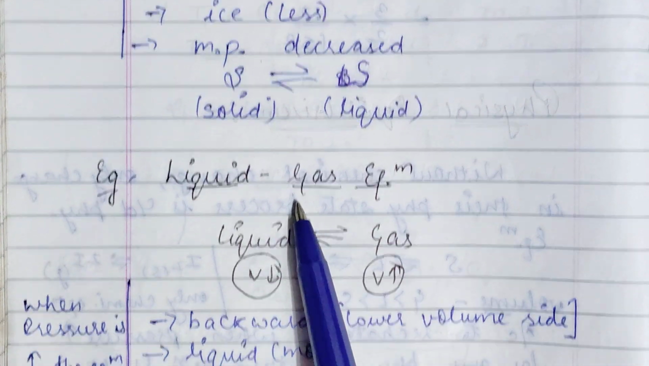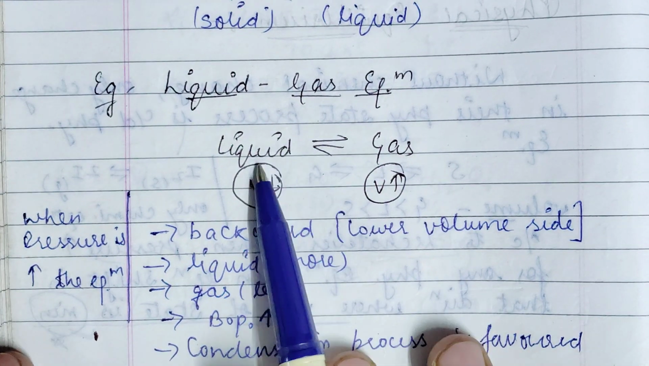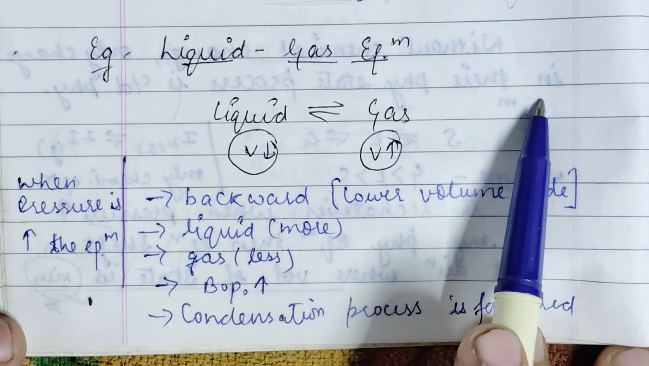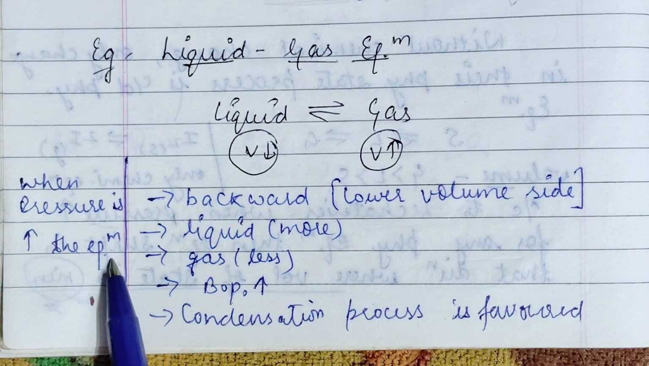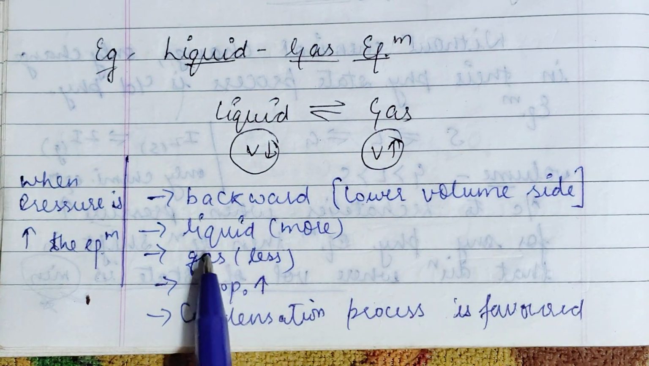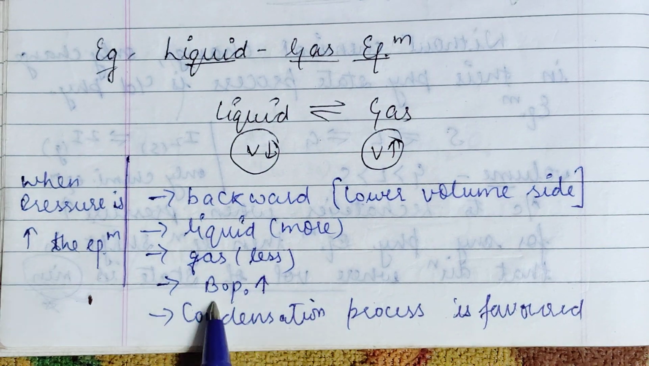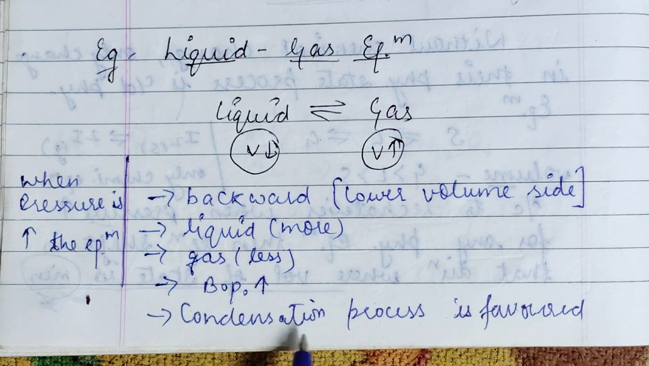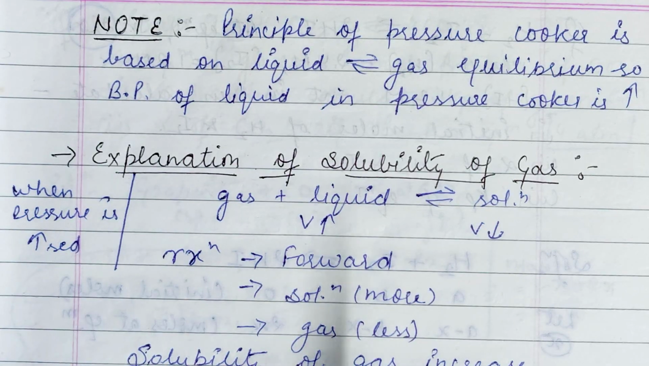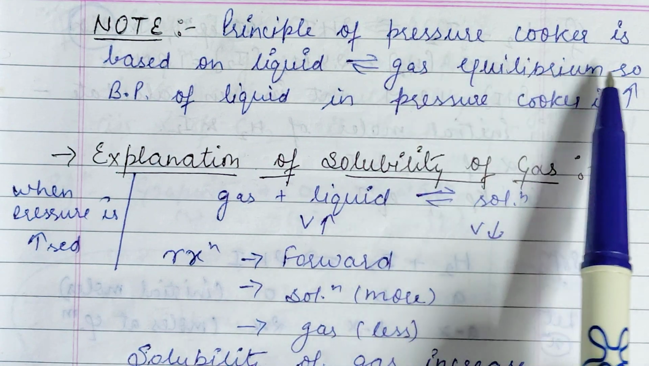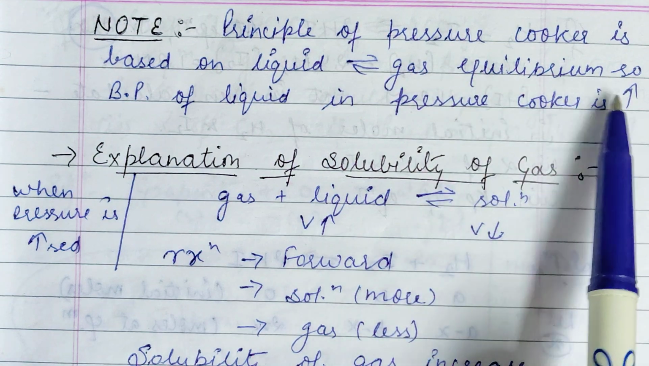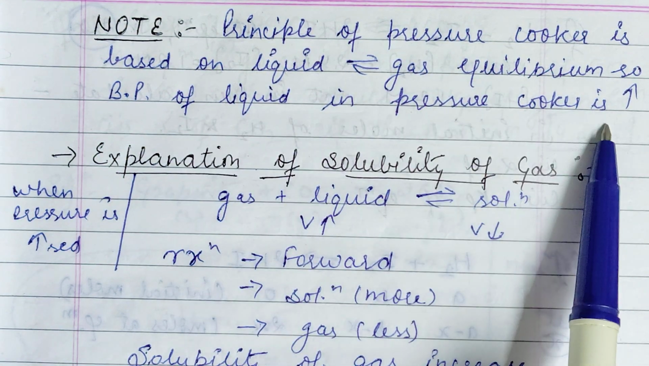Again, there is an example: liquid-gas equilibrium. Liquid volume decreases, gas volume increases. When pressure is increased, the reaction goes in the backward direction, toward the lower volume side: liquid more, gas less, boiling point increases, and condensation is favored. Note: the principle of the pressure cooker is based on liquid-gas equilibrium, so the boiling point of the liquid in a pressure cooker is increased.